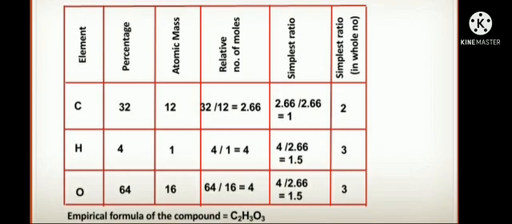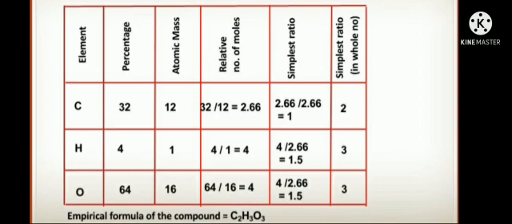Now let us discuss how to write the empirical formula. First, you have to write the symbol of carbon. The symbol of carbon is C, and the value of simplest ratio in whole number is written in the subscript. The value of simplest ratio in whole number for carbon is 2. So you can write C2.